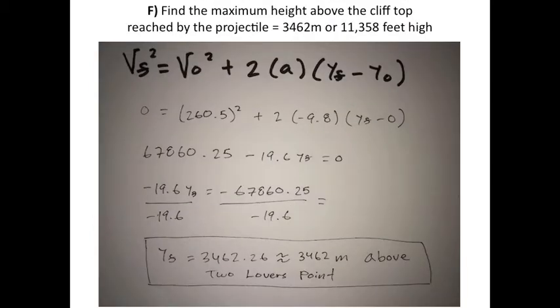F. Find the maximum height above the cliff top reached by the projectile. We use kinematics equation number 3, which gave us 3,462 meters above Two Lovers Point, or 11,358 feet high.